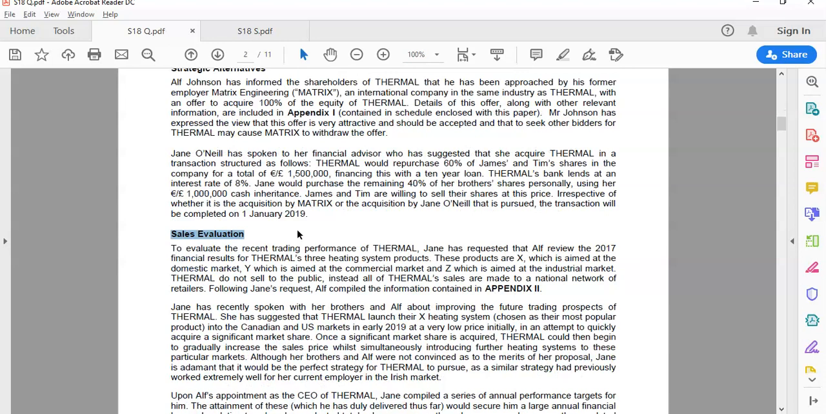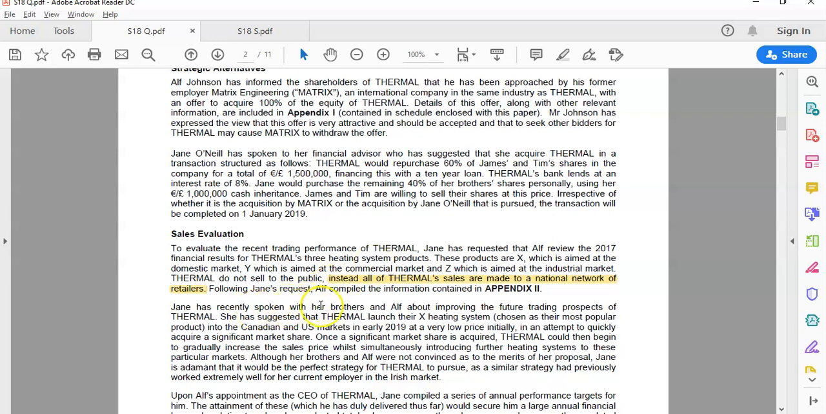What we are looking at is their particular evaluation of the heating systems they provide. X, which is aimed at the domestic market, Y at the commercial market, and Z at the industrial. They don't sell to the public, they're sold through a network of retailers. So again, all this information is given to you for a particular reason, because they're looking at, can you interpret it and what does it mean in terms of variances.